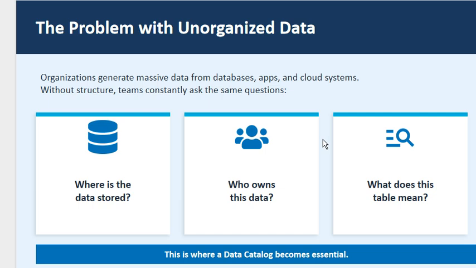The problem with unorganized data. Organizations generate massive data from databases, apps, and cloud applications, but you need some structure. Without structure, teams constantly ask the same questions. The key points that we need to know in the data catalog are: where is the data stored, who owns this data, what does this table mean. This is where a data catalog becomes essential. These points you need to know, so maintain a handy notebook.